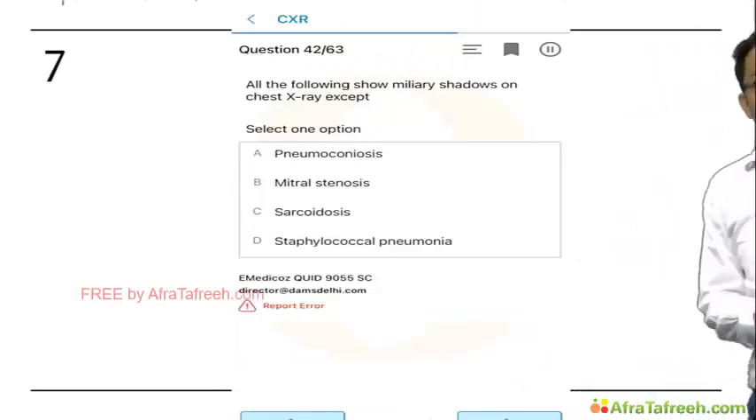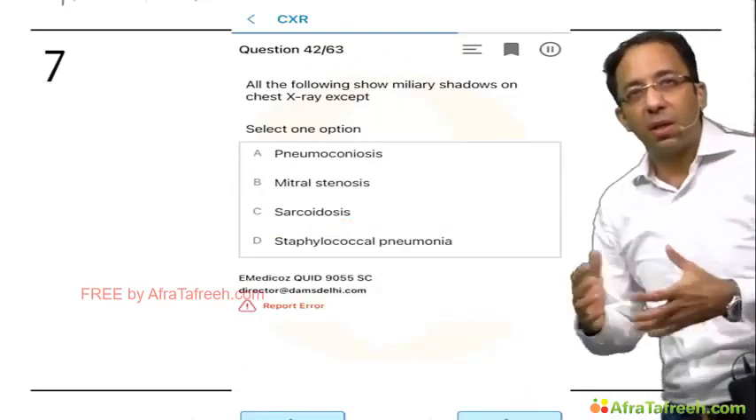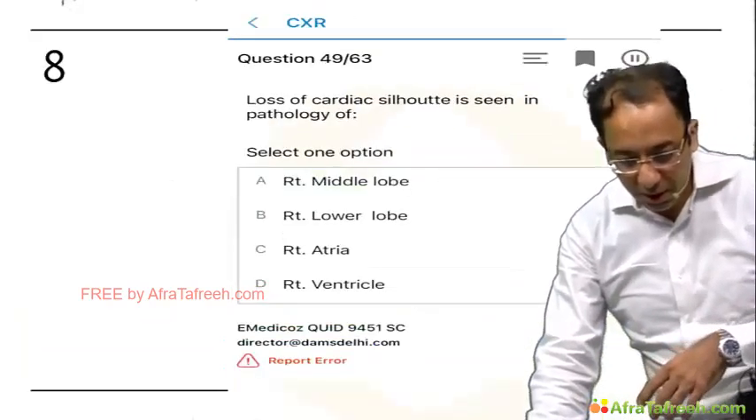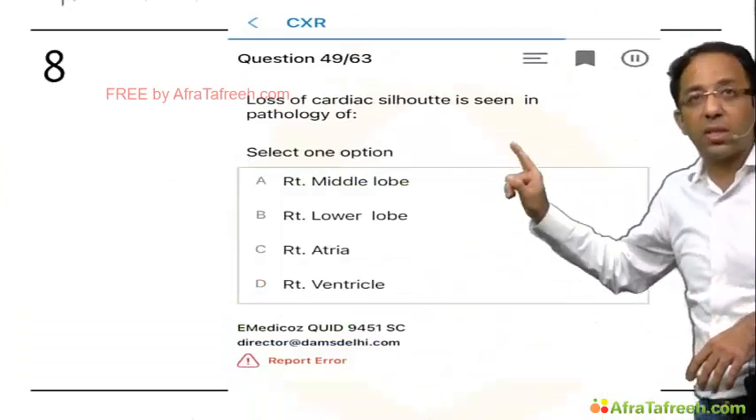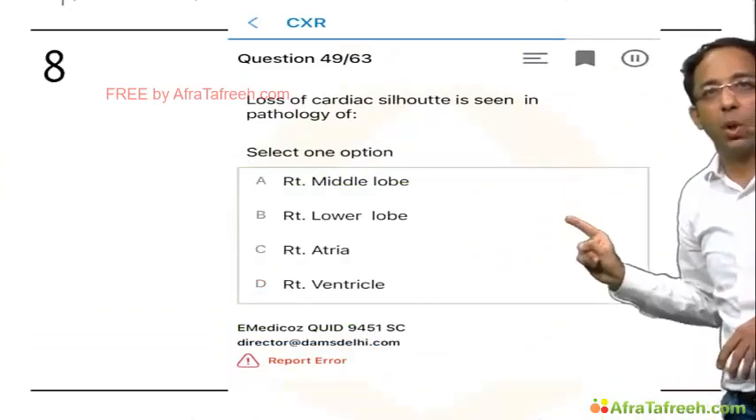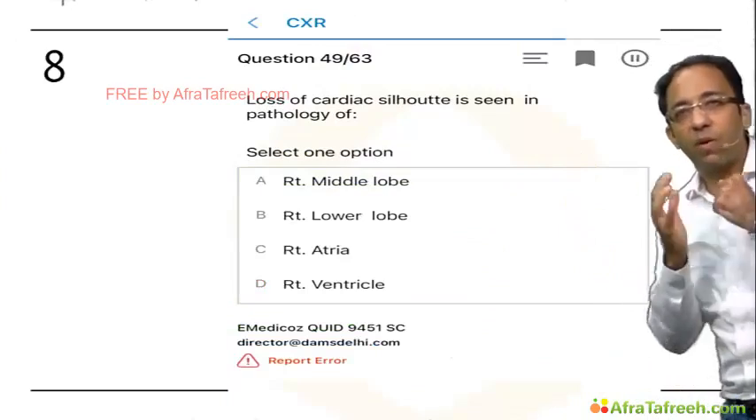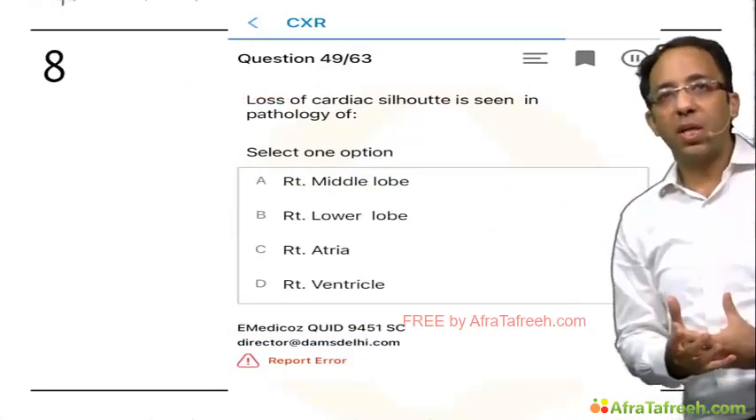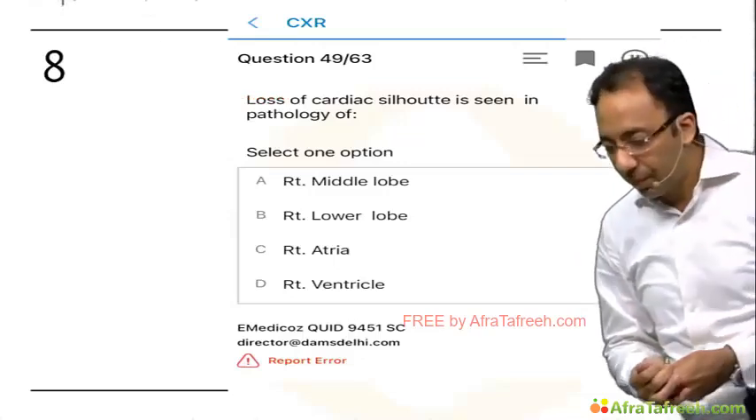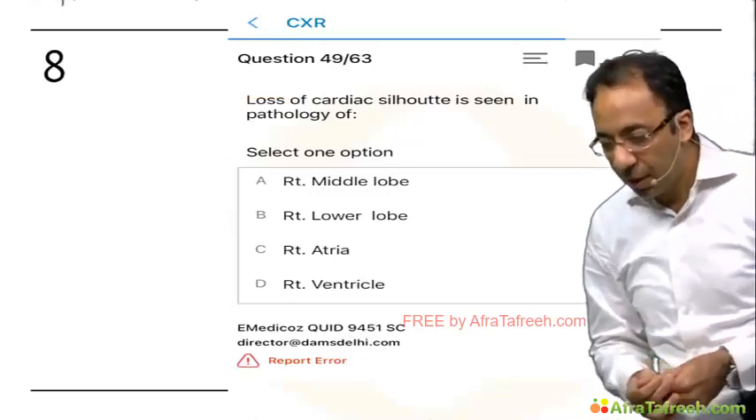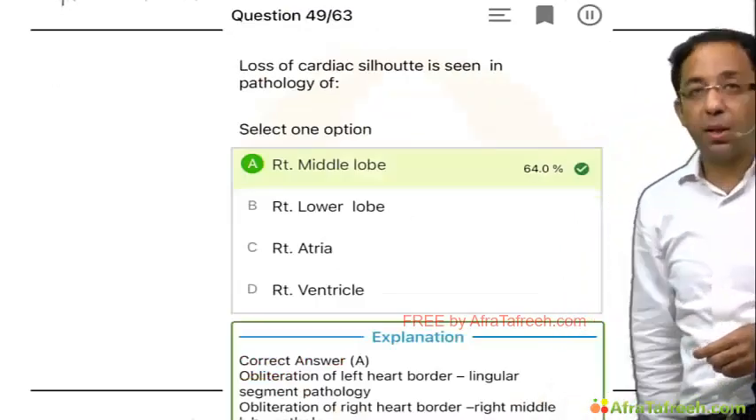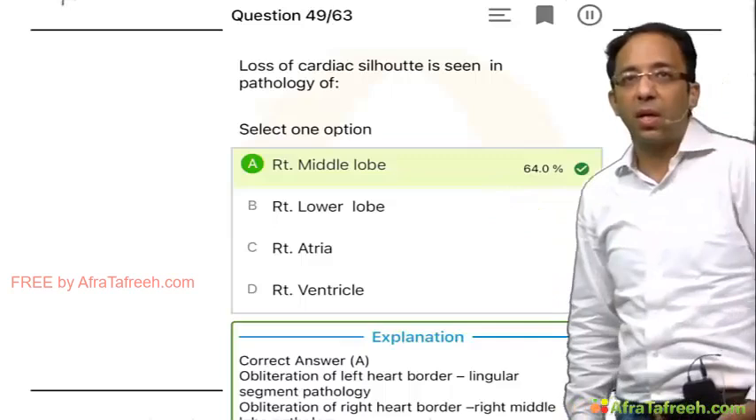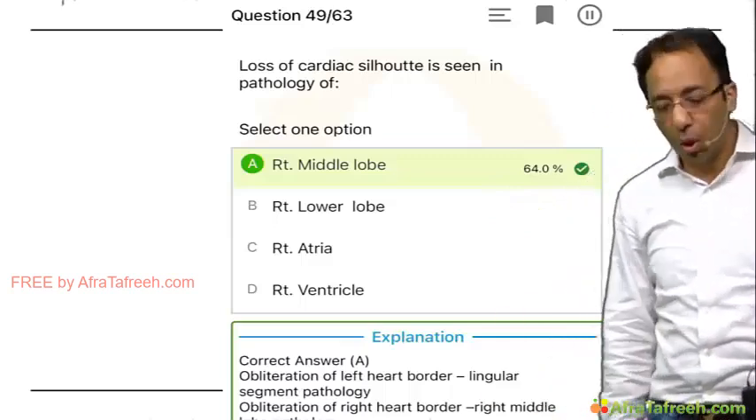All the following show miliary shadow on chest X-ray except. I think this is the part we will discuss in the next class. So let it be. Loss of cardiac silhouette is seen in pathology of. Loss of cardiac silhouette, that means the silhouette sign, which is the loss of the border, is seen in pathology of the right middle lobe. So loss of cardiac silhouette on the right side is because of middle lobe pathologies.